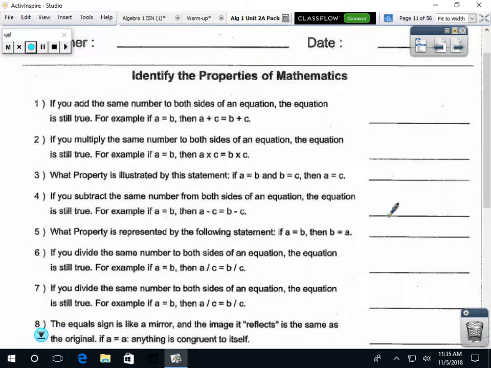All right, number 1 says, if you add the same number to both sides of an equation, the equation is still true. For example, if A equals B, then A plus C equals B plus C. So all you've done was added C to both sides. What property is that? Right. Kind of common sense, right? You're adding the same thing to both sides, so it's the addition. And then for property of equality, we can just write POE. Addition, property of equality.